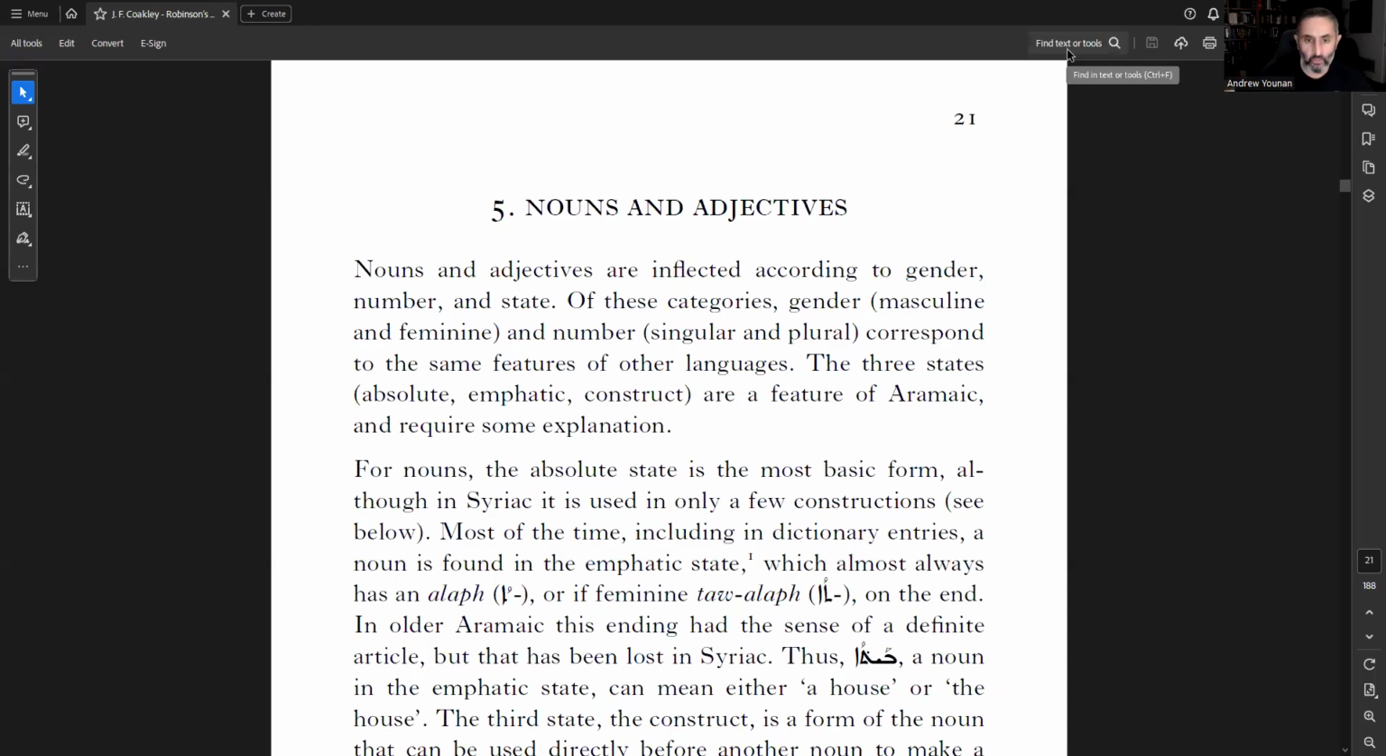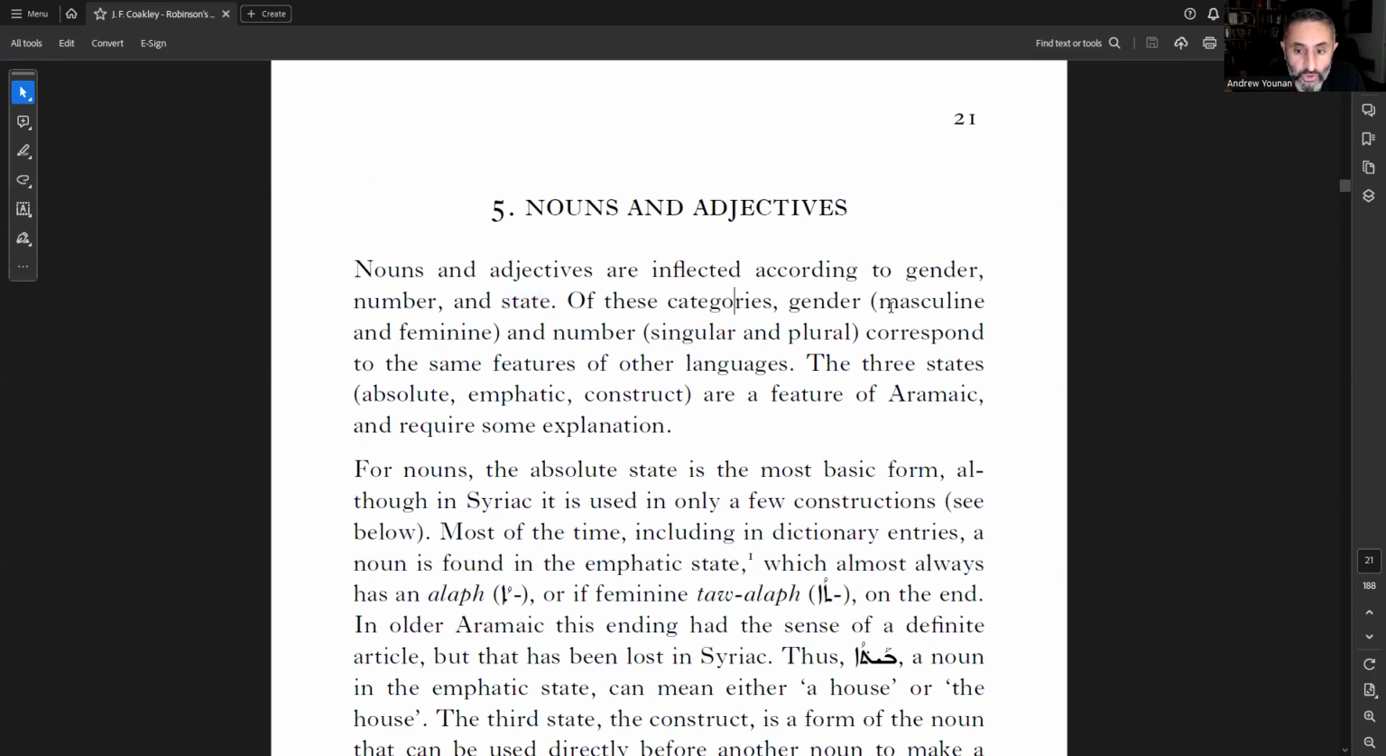Okay, class number 9. We're going to look at some nouns and adjectives. This is actually a really good presentation of it, and it's a little bit more thorough than what I gave you when we went through the blue book, so this is worth paying attention to. Nouns and adjectives are inflected. That means they change form according to gender, number, and state.